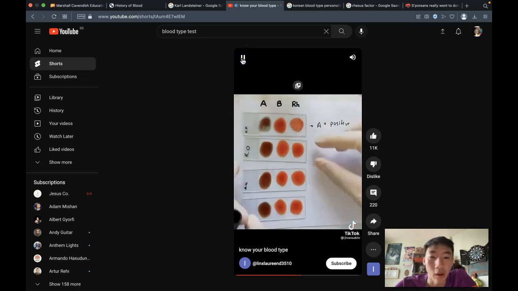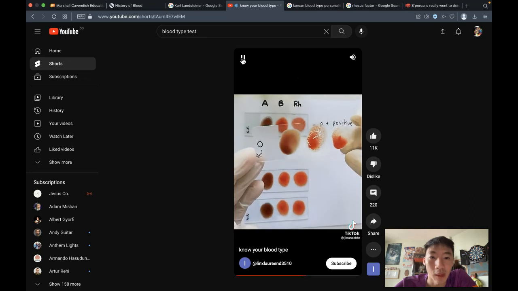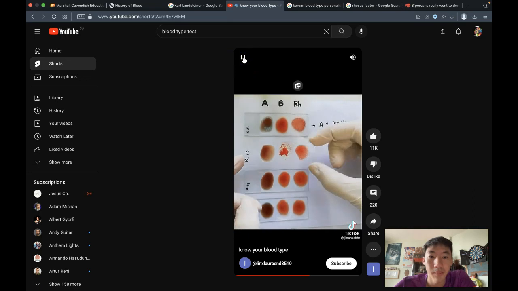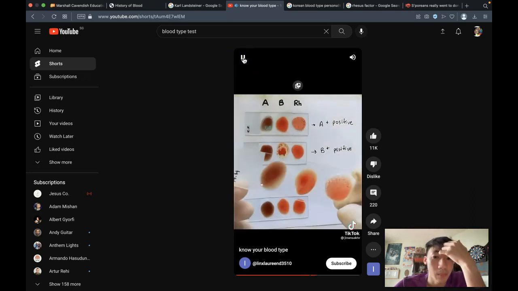That's correct. Okay, so we find A positive. Okay, same thing for this. You notice that there's agglutination here, agglutination here. So what blood group is this person? That's correct, it's a B positive.